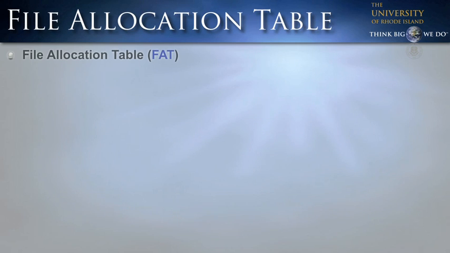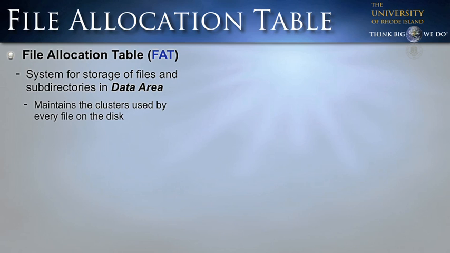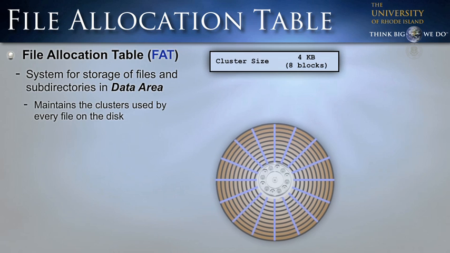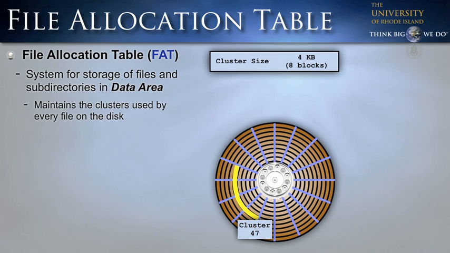So let's move on and look at the file allocation table, or FAT. The file allocation table is used to maintain the clusters used by every file that the file system manages. Remember, the operating system and file system can only access the disk volumes by clusters, not individual sectors, so our FAT manages the files at the cluster level. Let's look at a system that uses 4K clusters. These clusters are made up of 8 blocks or sectors.